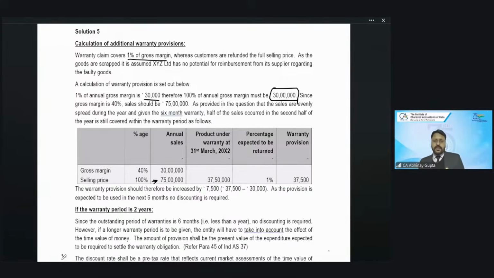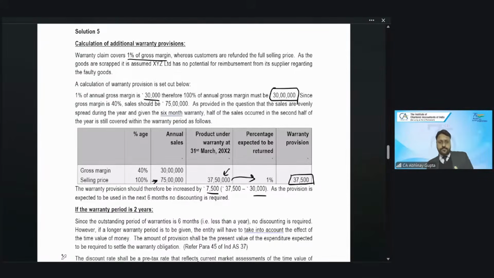Once we have arrived at the sales number, how much of the products are under warranty at year end? Only those sold in the last 6 months. So 50% of 75 lakhs, which is 37 lakh 50,000. Correct? Yes, sir. They provided 30,000. Now we need to provide 1% of this sales, so it would be 37,500. But the company has provided only 30,000. So additionally 7,500 needs to be provided. Yes or no? Yes, sir.